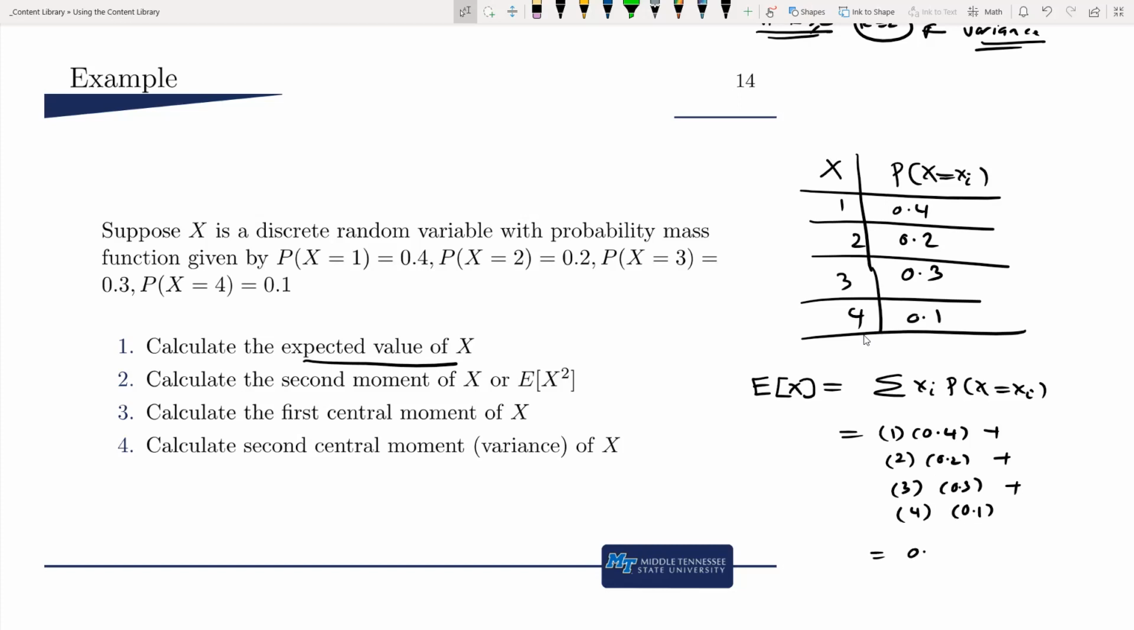And then you can add these, and you can get the answer. It's going to be, I think, 1.8.